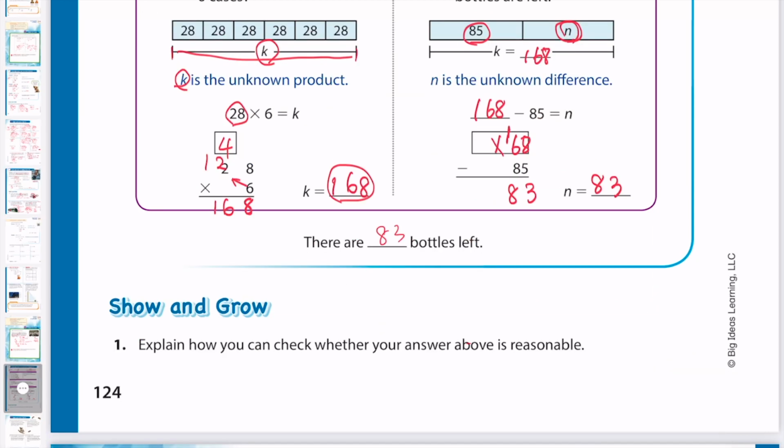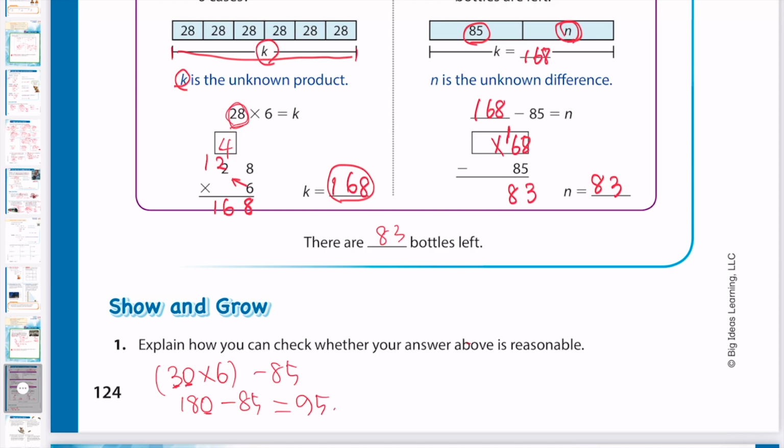All right, explain how you can check whether your answer above is reasonable. How can you check? Yes, we can round this number 28 to 30, times 6. And then what we are going to do? We are going to take away 85 from this product, which is 3 times 6, 18, and add a 0 here, because this 3 is not 3, this is 3 tens, 30. 180 take away 85 equals 95.